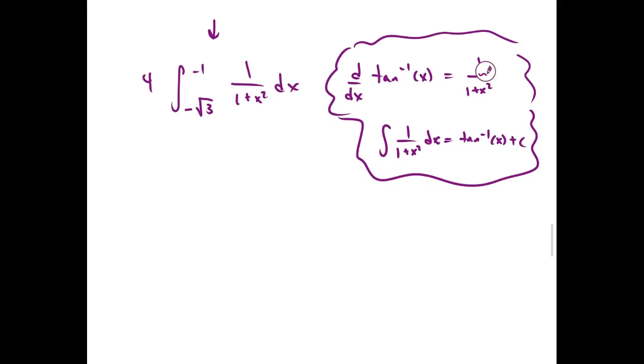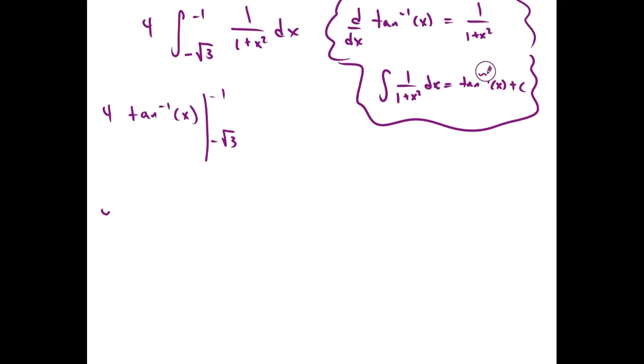So we're doing a definite integral. We can just evaluate the inverse tangent of x from negative 1 to negative root 3. And this gives us 4 times the inverse tangent of negative 1 minus the inverse tangent of negative root 3.